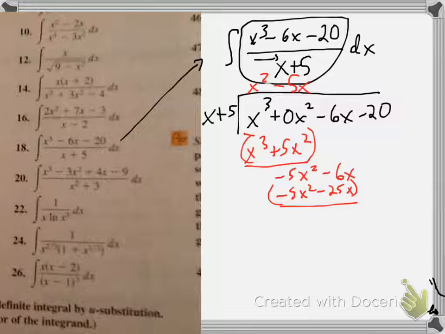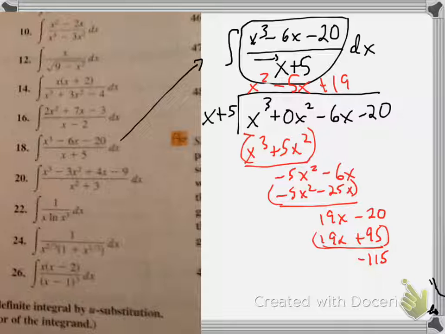Then we have negative 6 plus 25, which is 19x, minus 20. x goes into 19x 19 times. And now we're going to subtract: negative 20 minus 95 is negative 115. I already brought everything down I can bring down. That's going to be my natural log term.